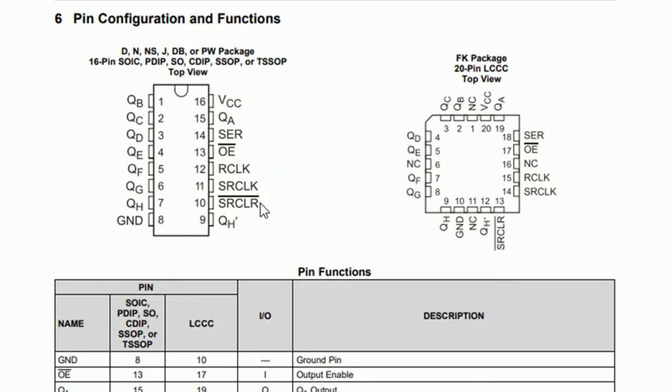Pin 10 is called serial clear, which is used to clear the output of the shift register, and will be held high throughout the project. Pin number 13 is the output enable pin and will be held low throughout the project. Pin 9 is used for daisy chaining and is connected to the next 74595.